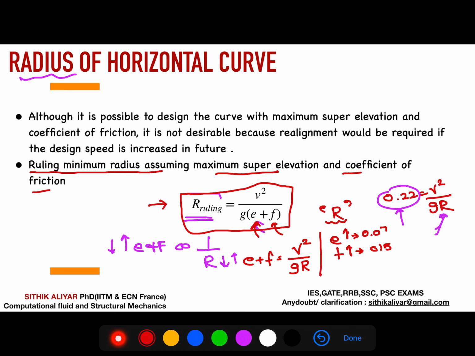When you are providing a maximum super elevation and maximum friction, that is the minimum radius you will get, because they are inversely proportional. So if you are not providing 0.07 and you consider you are providing only 4 or 3%, then whenever you are reducing your super elevation or friction, your radius will obviously go high. That's why I am telling you this is the minimum radius. When the super elevation is reduced, your radius will go higher than this value. So whenever the question is asked to find a ruling radius, please use the maximum super elevation and the maximum friction.